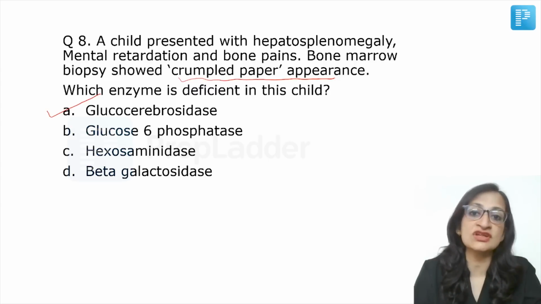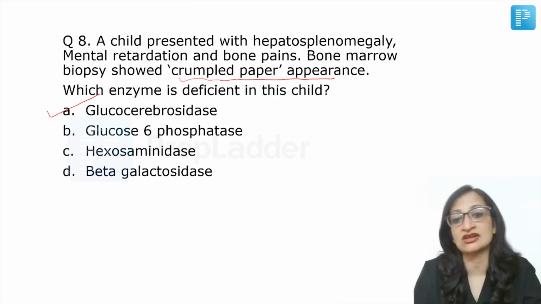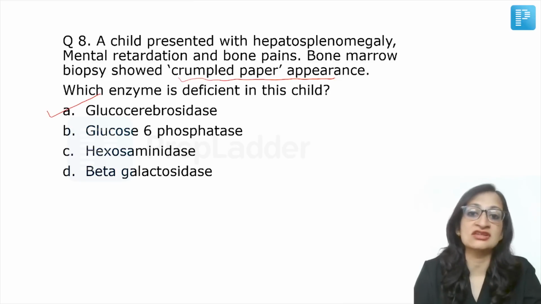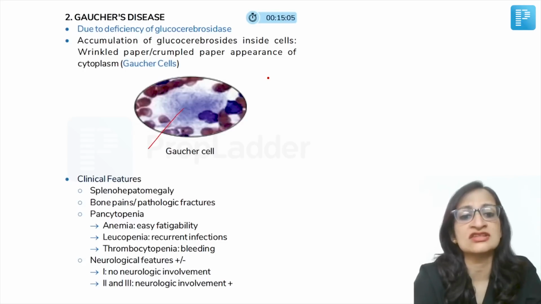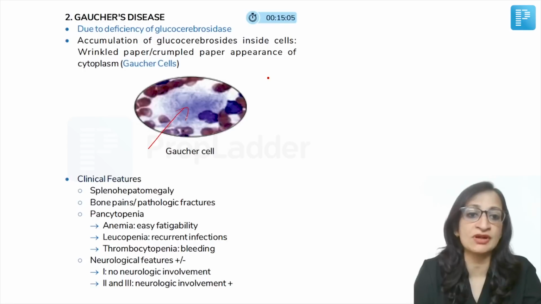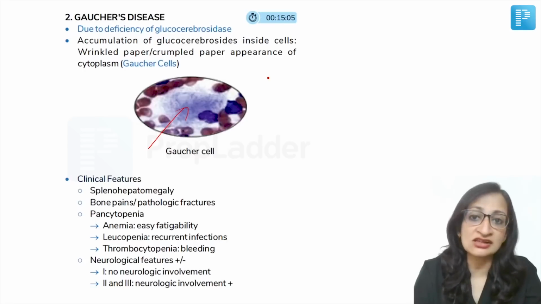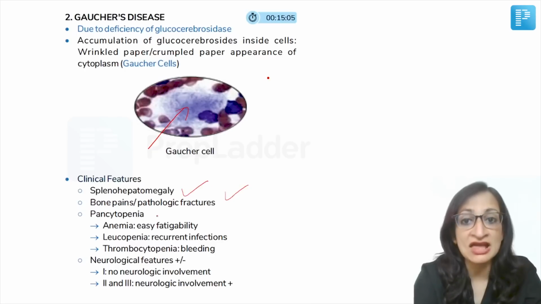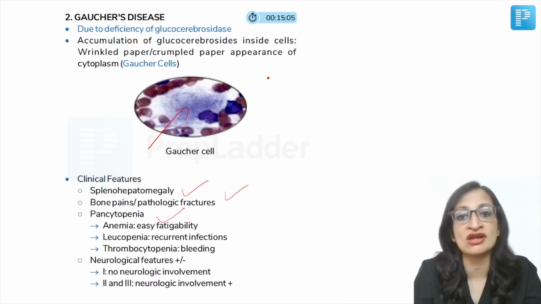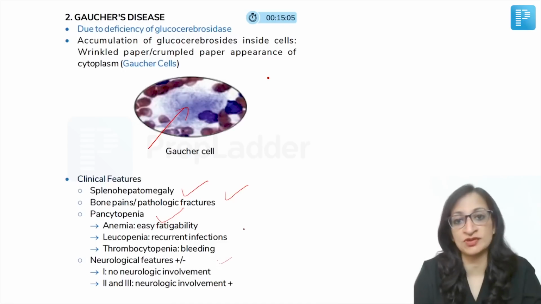We know glucose 6-phosphatase is deficient in von Gierke disease, hexosaminidase in Tay-Sachs, and beta-galactosidase in GM1 gangliosidosis. So the best answer here is glucocerebrosidase. Gaucher disease, you can see this is the Gaucher cell where the cytoplasm has got the typical crumpled paper appearance, and deficiency of glucocerebrosidase is there. Classical clinical features are splenohepatomegaly. You can get bone pains or pathological fractures, pancytopenia because the normal bone marrow elements are replaced by Gaucher cells, and neurological features may or may not be present.